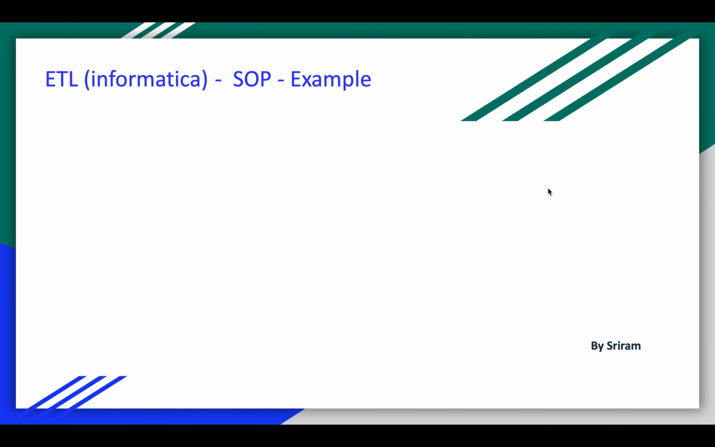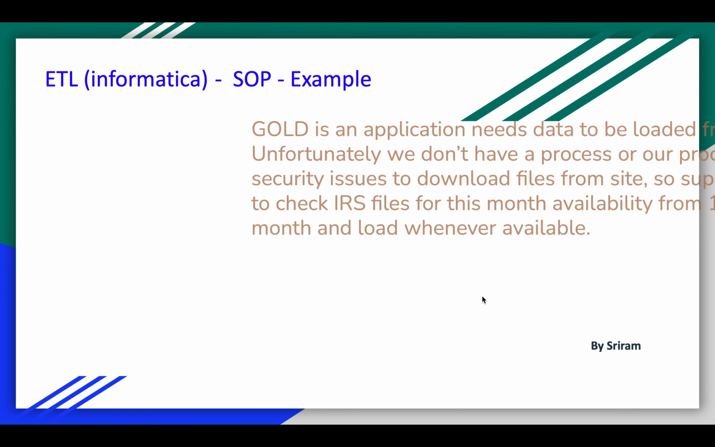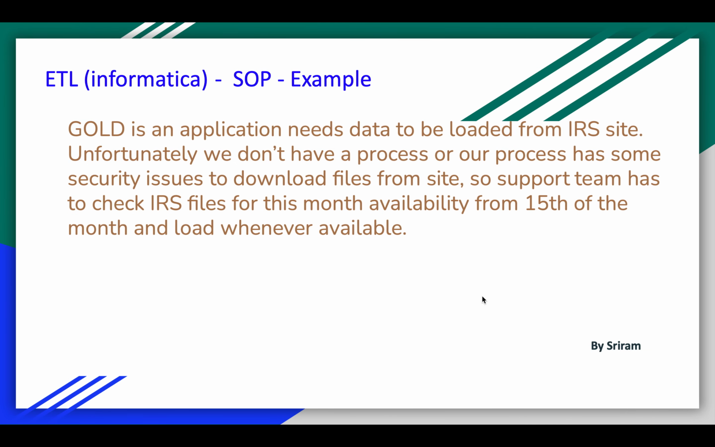Let us get into a standard operating procedure example. Gold is an example; I'm giving an example of a particular application. Gold is an application which needs data to be loaded from the IRS site, which is available every month by the 15th of the month. Unfortunately, say for example, Gold doesn't have a process, or the process has some security issues, to download the files from this public site. So the support team has to check the site. That's why we don't have any automated process.